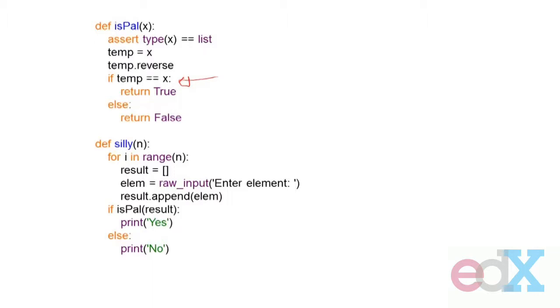I'll build a little input function here. I call it silly because it's a silly piece of code. I'll give it a number, and then I'll have the user type in a set of characters to create that list. And once I've got that, I'll simply pass it on to isPal to check to see whether it's actually a palindrome or not. Simple piece of code. It's buggy. I know it's buggy. That's deliberate.